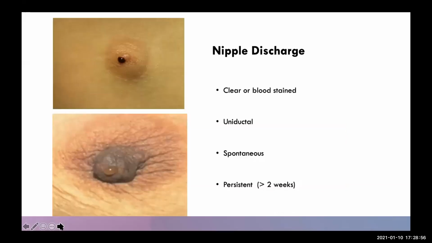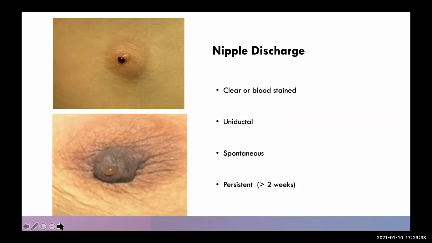Nipple discharge is another symptom that may concern us about breast cancer. Now, every nipple discharge doesn't imply that this is cancerous, but there are certain features of nipple discharge which do ring alarm bells. So if a woman has got a clear or blood-stained nipple discharge, which is uniductal, i.e. coming only from one duct of the nipple areolar complex, and it is spontaneous, those are the things that we do look out for, and we ask the patients for history with regards to these symptoms.